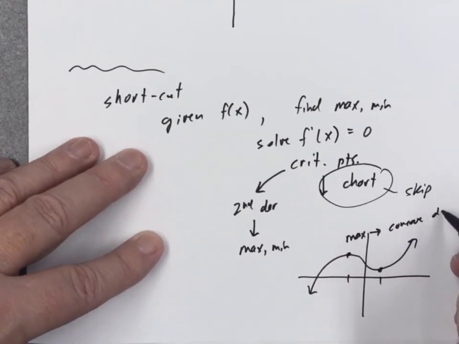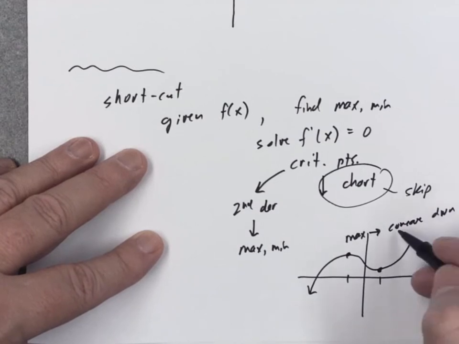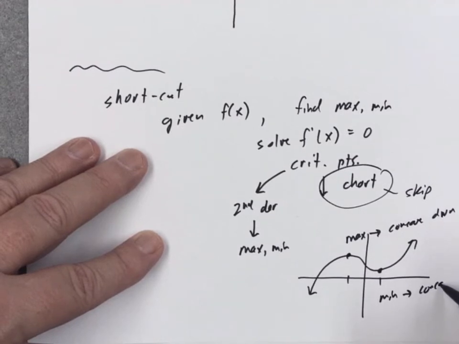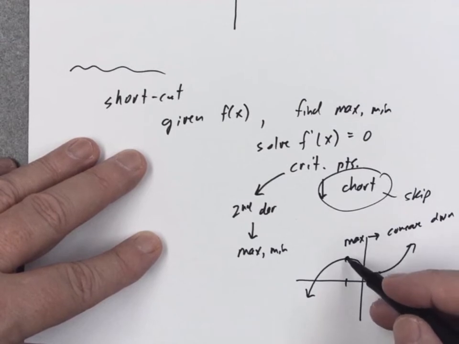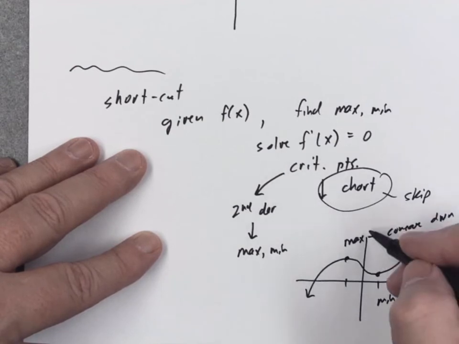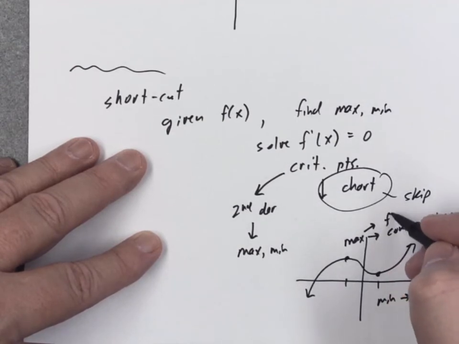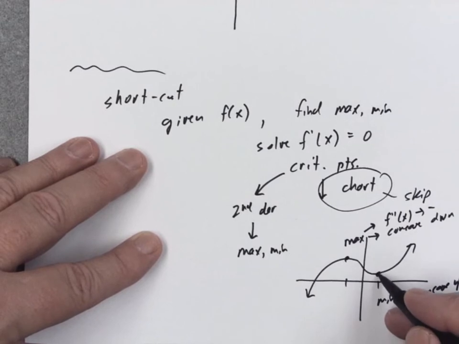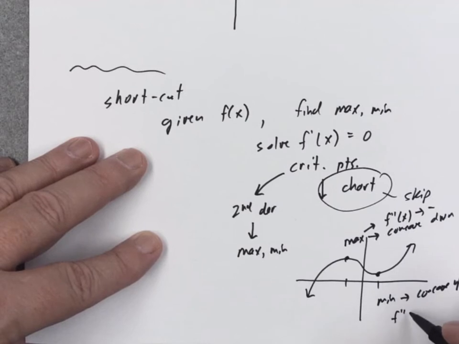A max is always part of concave down. A min is always going to be part of a concave up. It has to be. A maximum is always part of a concave down. A minimum is always part of a concave up. You know what that means? Also at a maximum, second derivative, anytime you have concave down, it's negative. Anytime you have a minimum, which is part of a concave up, for concave up, we know the second derivative is always positive.